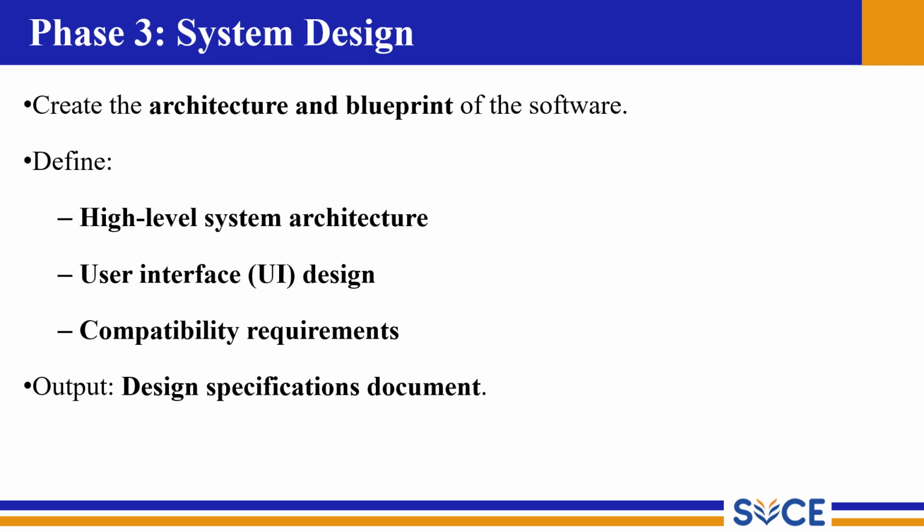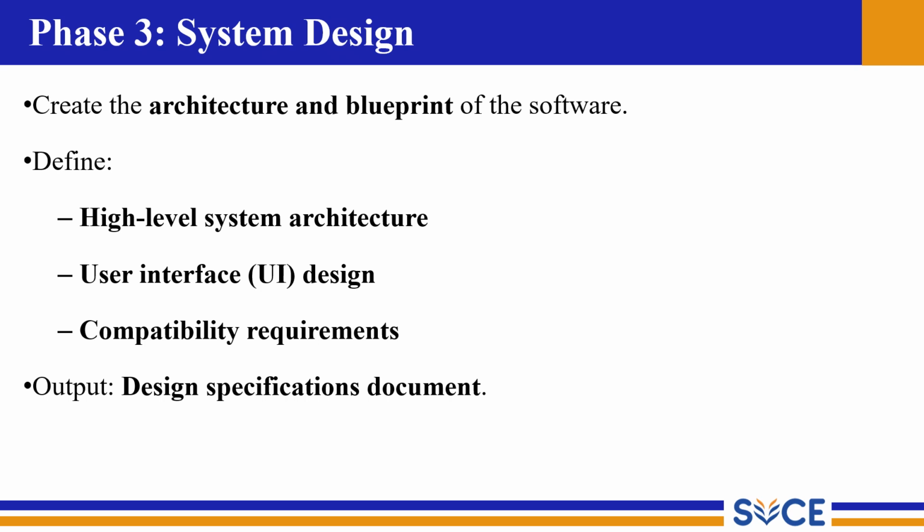After confirming feasibility, we move to system design. This is where we create the blueprint of the system, defining how the software will look and behave. The activities involved here are designing the system architecture, creating UI mockups, and defining compatibility requirements. The output of this phase is a design specification document, which acts as a guide for developers in the next stage.